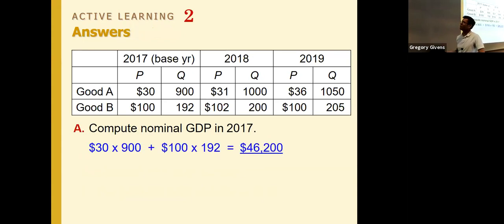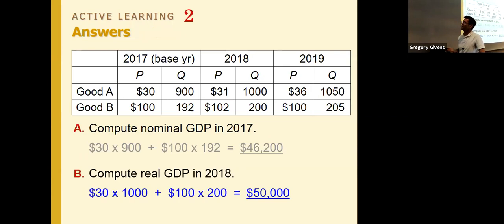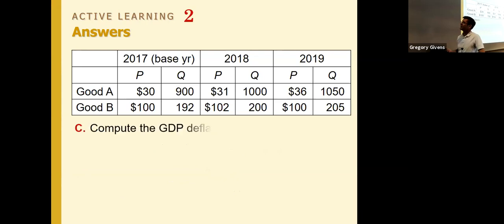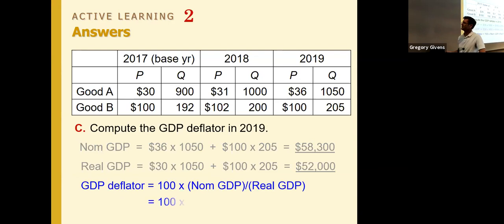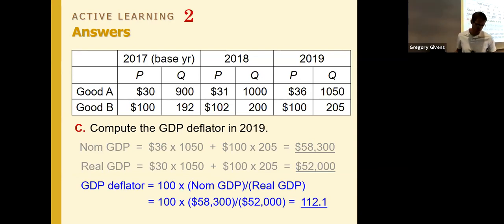Here are the answers if you want to write them down, and then you can come back to them later. So nominal GDP in 2017 is 46,200. Real GDP in 2018 ends up being $50,000. And let's see, the deflator in 2019 was 112.1. So write those numbers down, and then I would encourage you to try to do this problem later on and see if you can get those. If you can, then I think you understand this stuff quite well.